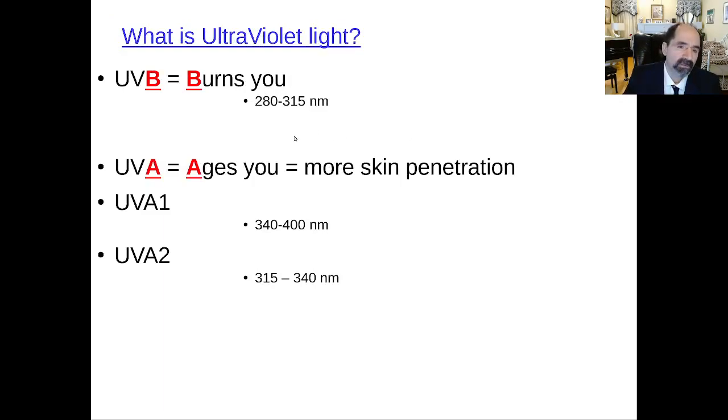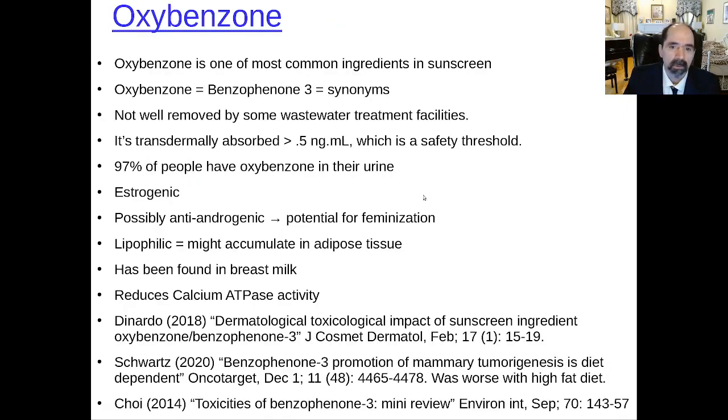Okay, the types of ultraviolet light, in a simplistic way, UVB, B for burns you, causes a sunburn. UVA for ages you, more skin penetration, more likely to promote wrinkles over time. Okay, oxybenzone is sort of like a prototype estrogenic sunscreen.